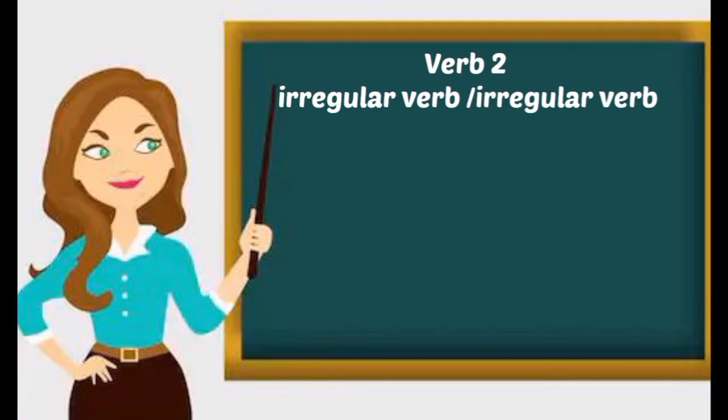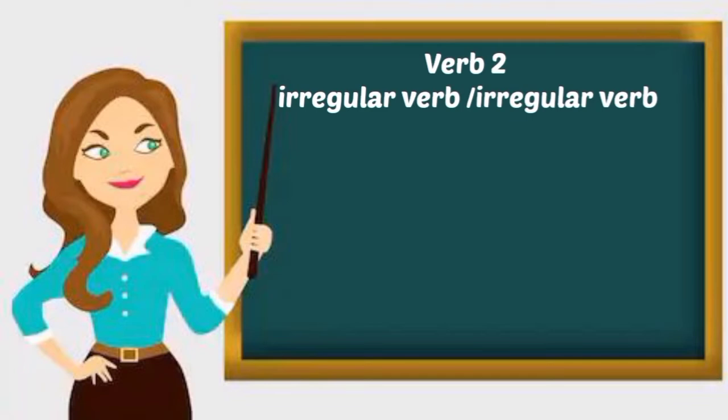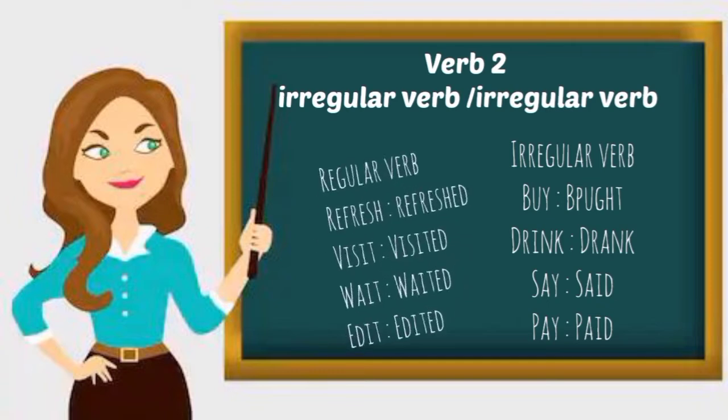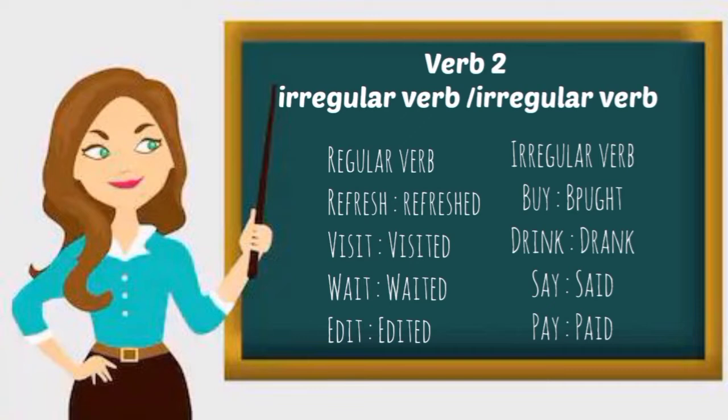I give you an example. In irregular verbs, buy becomes bought, drink becomes drunk, say becomes said, and pay becomes paid. And in regular verbs, refresh becomes refreshed, visit becomes visited, wait becomes waited, edit becomes edited.